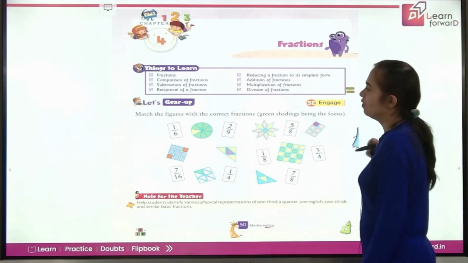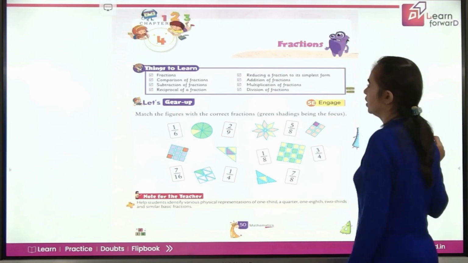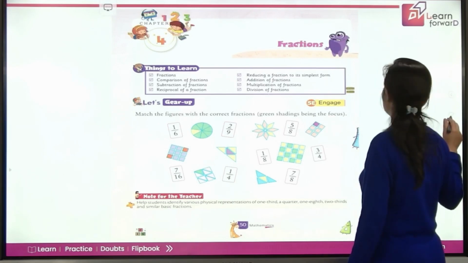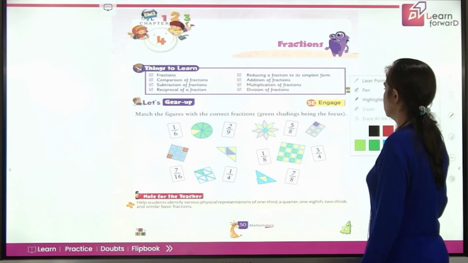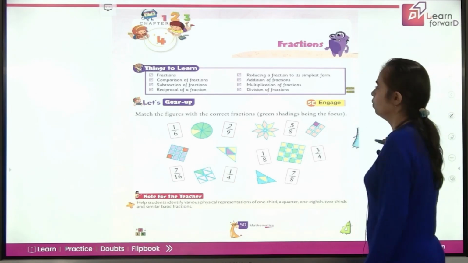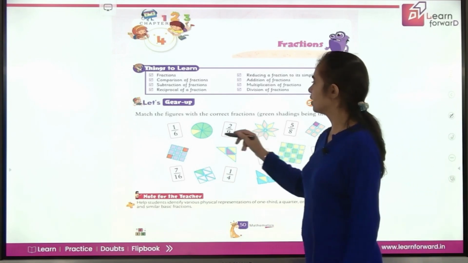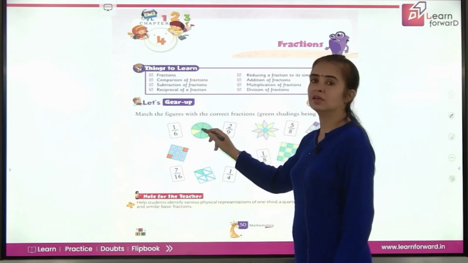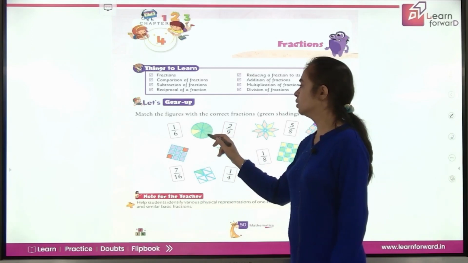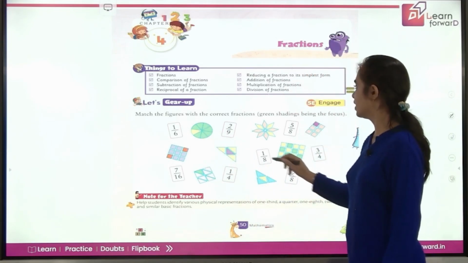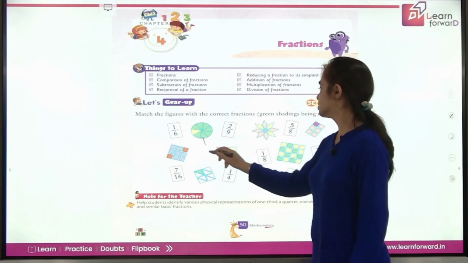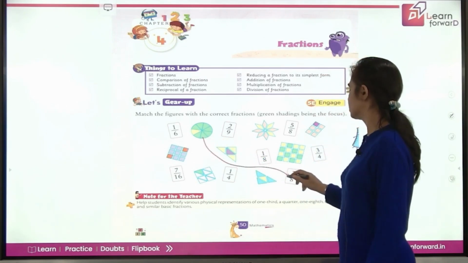So we have a gear up exercise for you here. Match the figures with the correct fractions, green shadings being the focus. So you have green parts here. Let us see what these fractions are. What fraction is being shown? 7 by 8. So this is right here. This is 7 by 8, right?